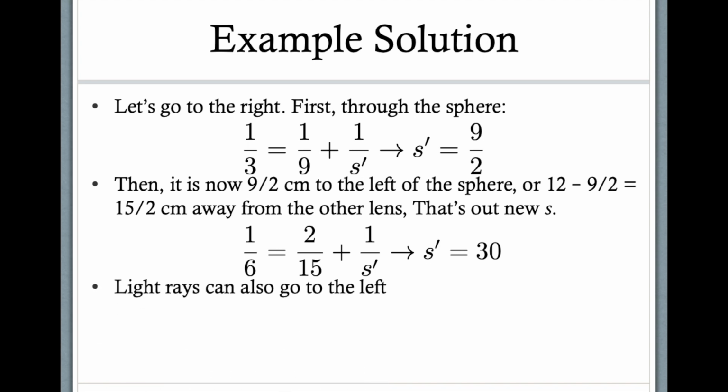Light rays can also go to the left initially as opposed to the right. In this instance, we only go through the left lens since it will not reflect off of it and head back towards the sphere. The image, however, will be negative. Since the light ray goes right through the lens, that means that the image will be virtual and appear to the right of the lens. As you can see, 6 is still the focus, 3 is the initial distance, and s prime will be negative 6.